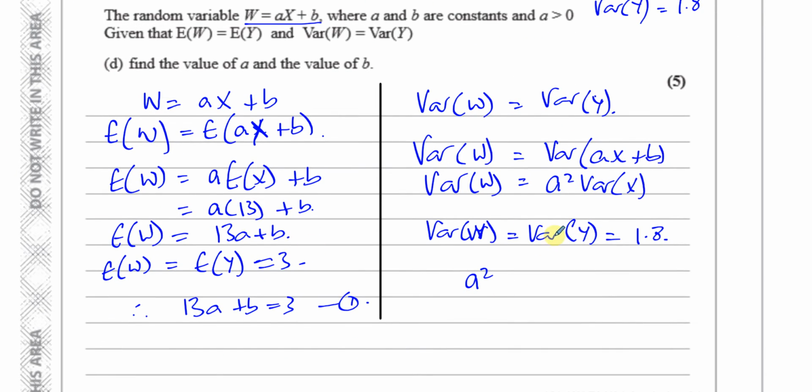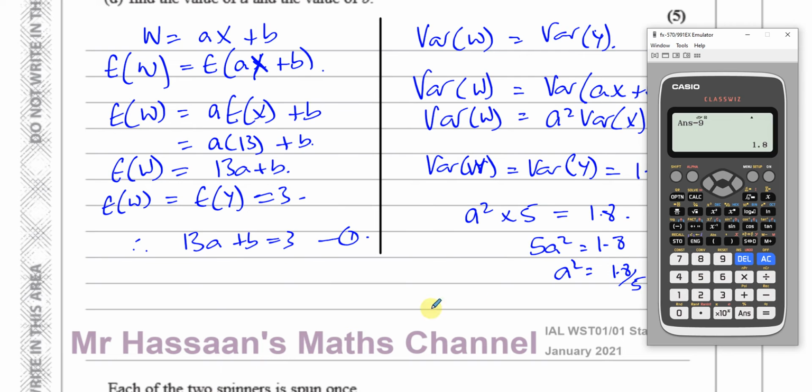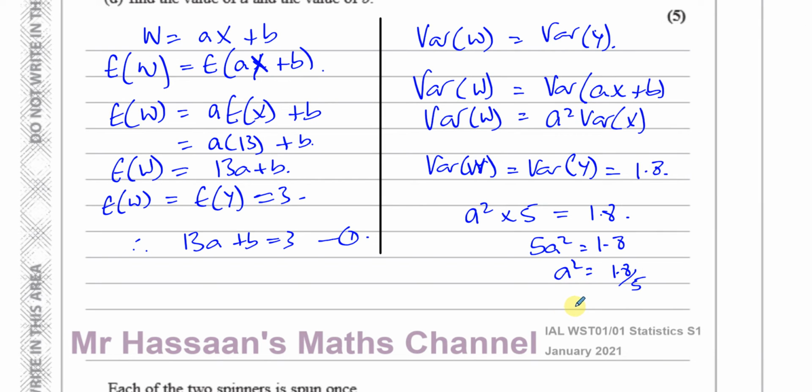Okay, the variance of X is equal to 5, so a squared times 5 is equal to the variance of W, which is 1.8. So you're left with 5a squared equals 1.8, so a squared equals 1.8 divided by 5. So you're going to have 1.8 divided by 5, which is 9 over 25, which is 3 over 5. So a is equal to 3 over 5.